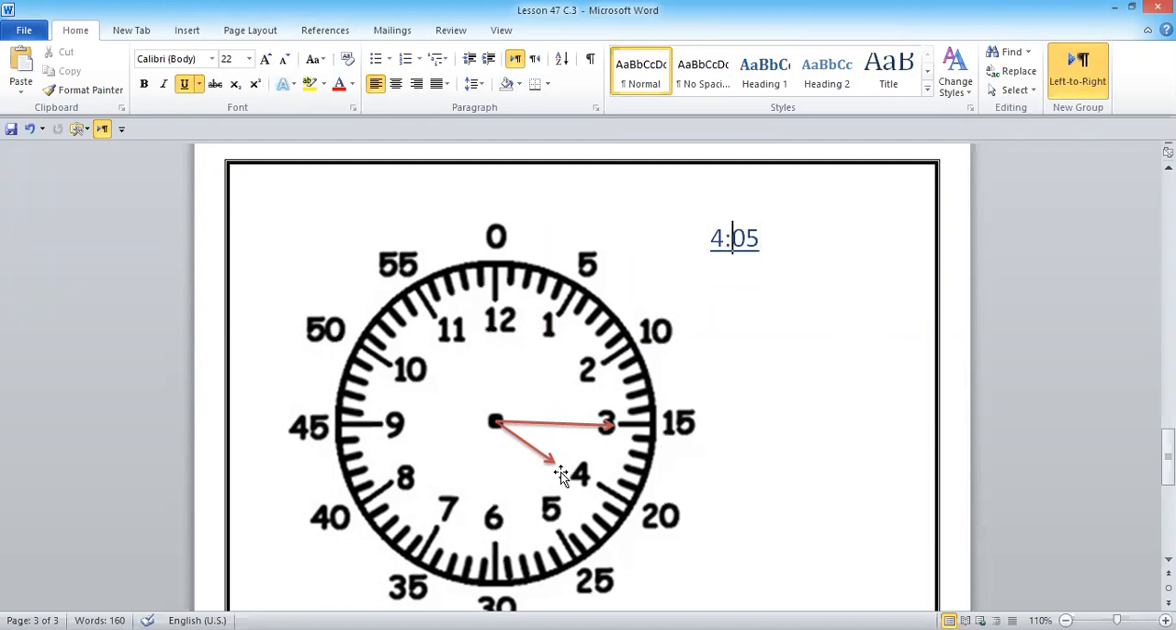You will check the hour. The hour hand is at 4. So you will write 4 on the hour. Now, for minutes, you will check from 12 how many minutes have passed. 5, 10, 15. For minutes, you will count in fives from 12. So this is 4:15. Clear, guys? Yes, last question.